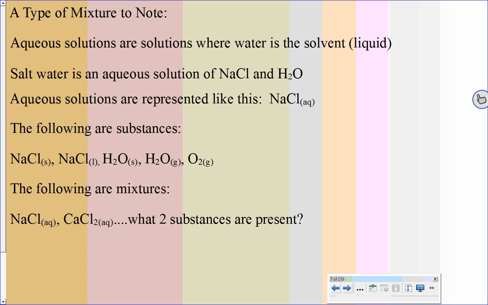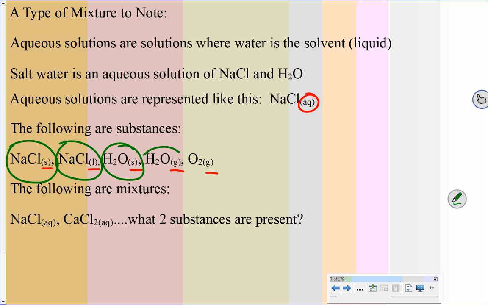A type of mixture to note: we talked before about aqueous solutions, remembering that water is the solvent. For example, salt water is an aqueous solution of salt and water. So we show that with that little AQ. We talk about these all the time. So just make sure that you're very clear on the fact that when we have just the S or the L or the G, these are all substances. This is indicating just solid salt, just liquid water, just oxygen gas.